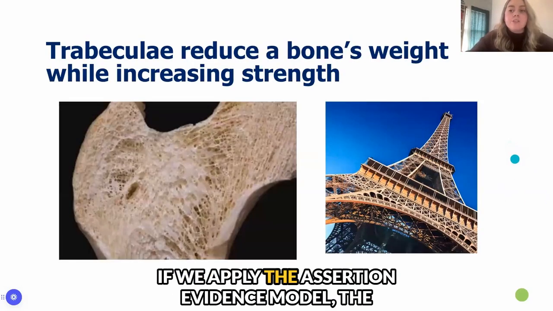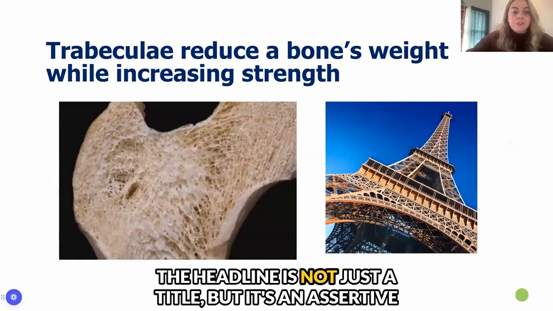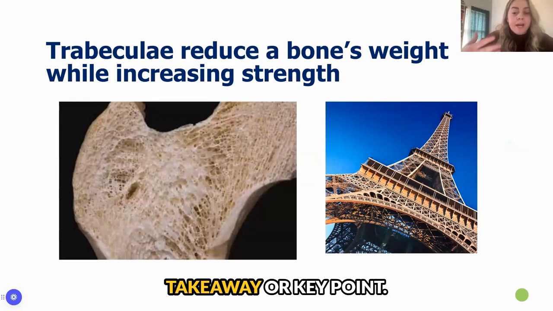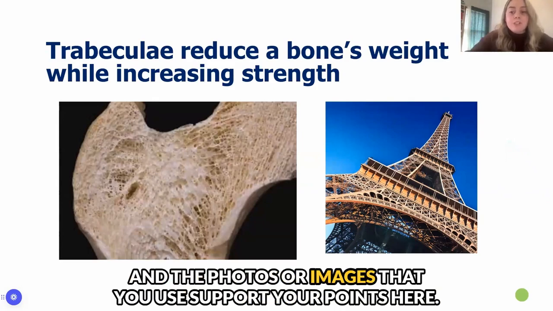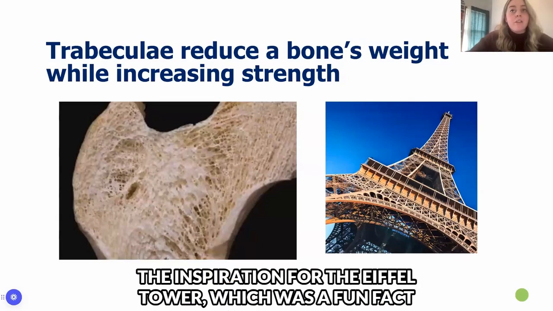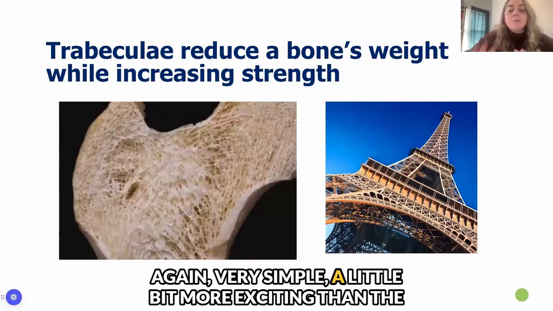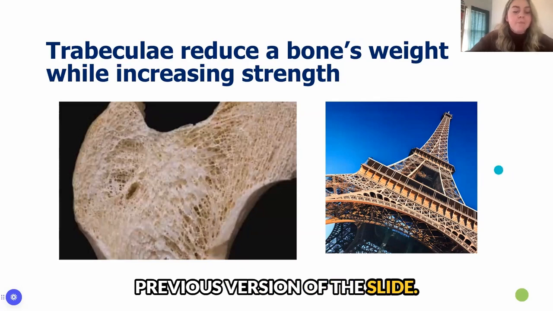If we apply the assertion evidence model, the bullets entirely disappear. The headline is not just a title, but an assertive takeaway or key point, and the photos or images that you use support your points here. So again, the structure of that trabeculae bone is actually the inspiration for the Eiffel Tower, which was a fun fact that I found while looking into this model a little bit. Again, very simple, a little bit more exciting than the previous version of the slide.